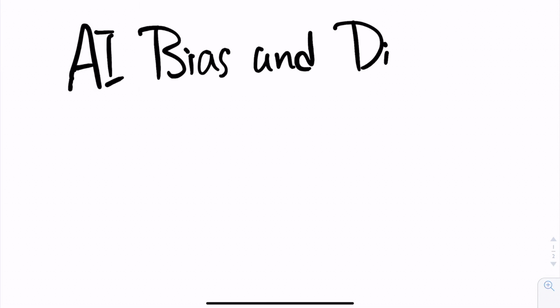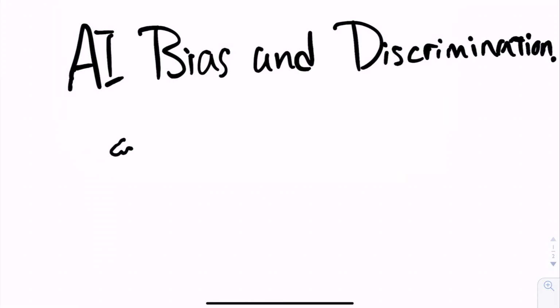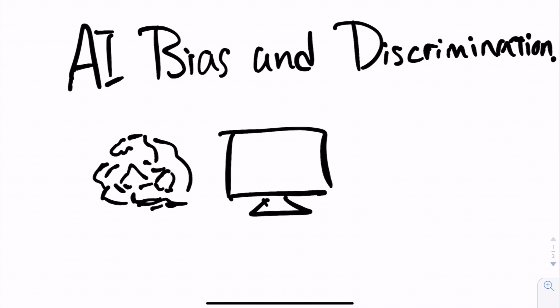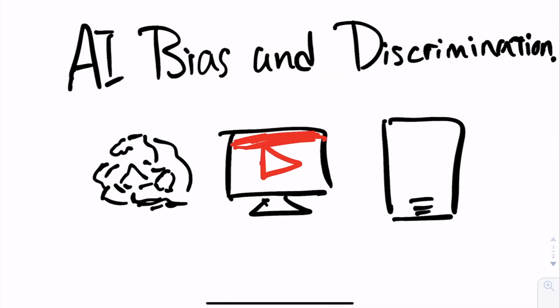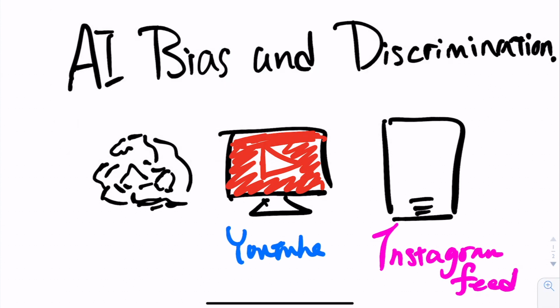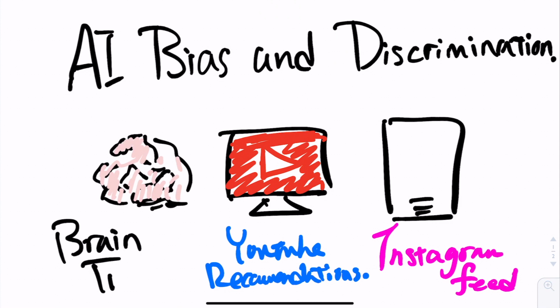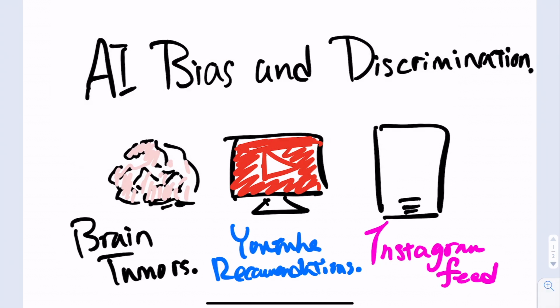Today, we'll be learning about AI bias and discrimination. Within the past few years, artificial intelligence has been rapidly introduced into our daily lives. At this point, it's fair to say that everything you do online is related to AI in some way. This powerful computing tool can help us recommend our favorite videos on YouTube, decide whose posts to see on Instagram, and even diagnose tumors.